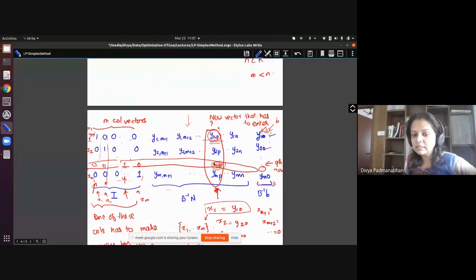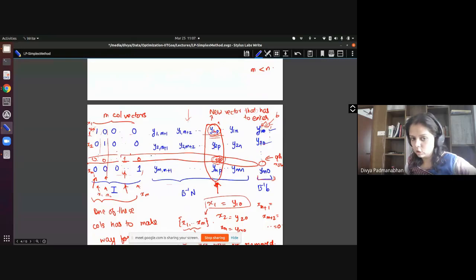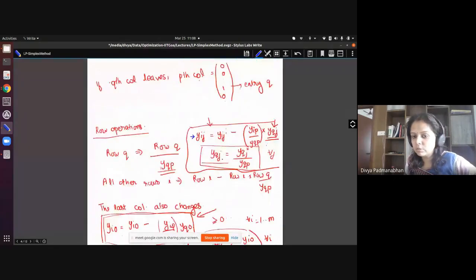So the way you do this is you will divide this qth row by yqp, so that this value will become a one, and then you will subtract out y1p from this row, I mean the modified row. I mean, this row was divided by yqp, and you will again multiply that row with y1p, the simple row operations. So in that process, this is going to be the update that you will get.